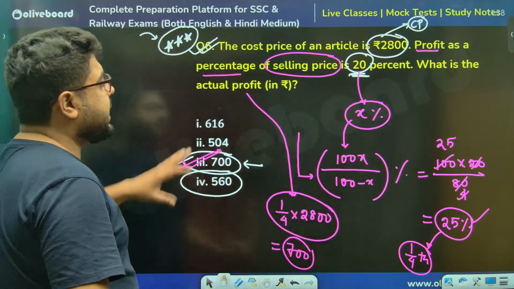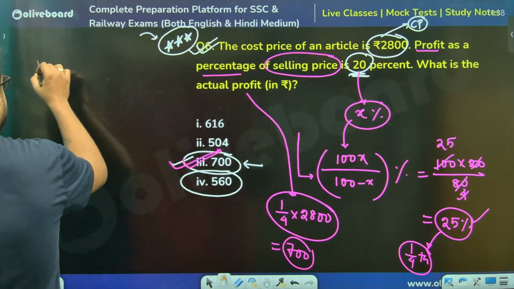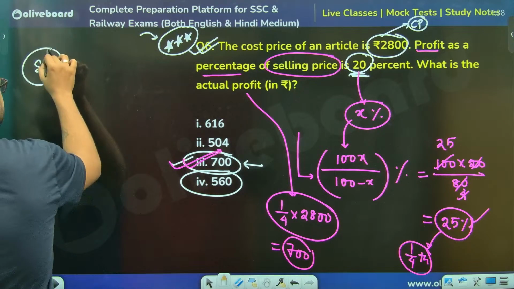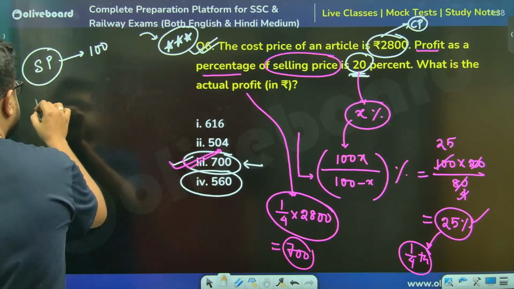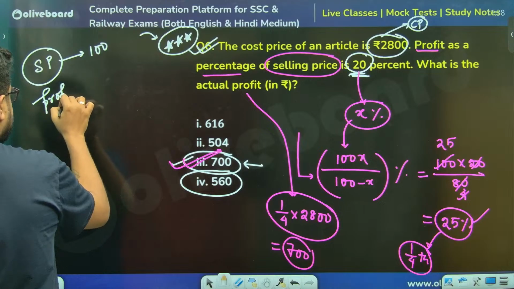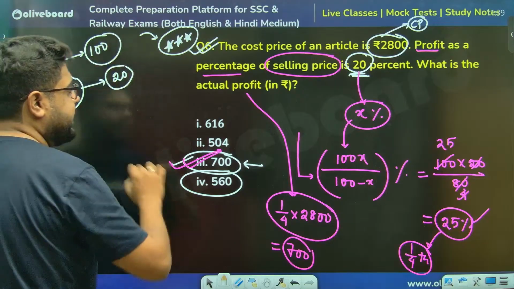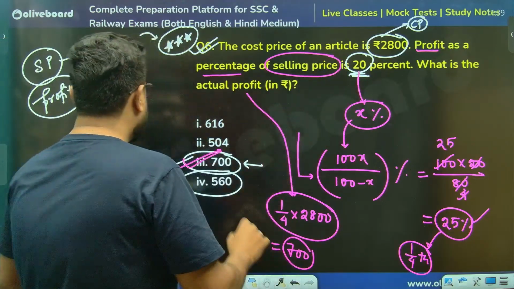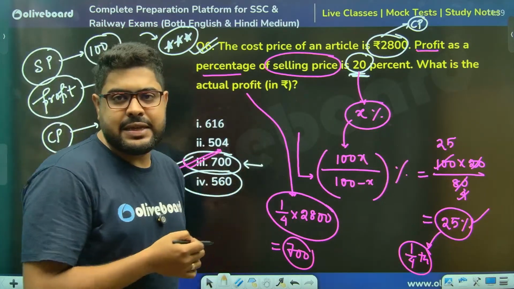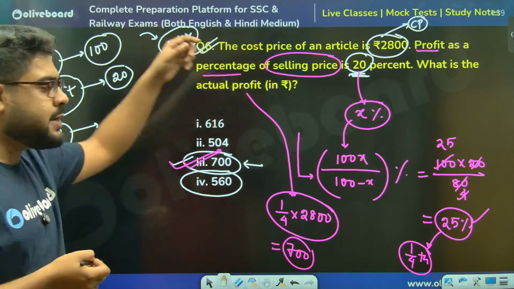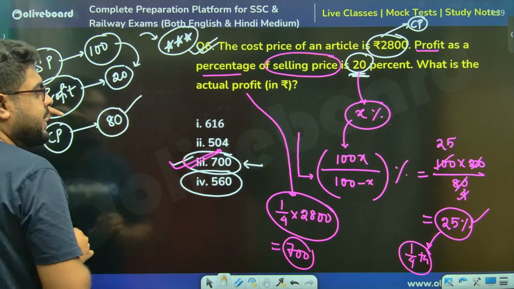Sir, here the change is that every percentage calculation was done on the SP. If I take SP as 100 rupees, correct, sir? So profit is how much? You don't always need formulas. Profit is 20 rupees because it is 20% of SP. So CP will be how much? Profit means SP is higher, so CP will be 100 minus 20, that is 80 rupees. Correct?